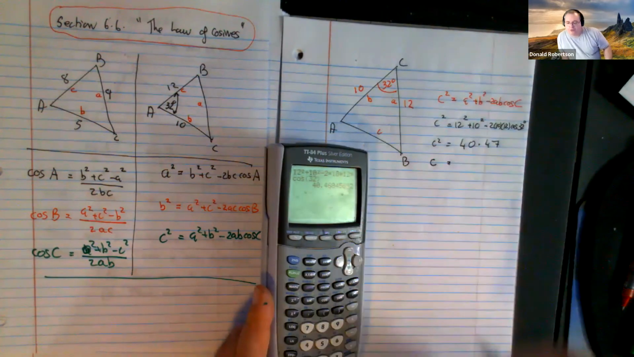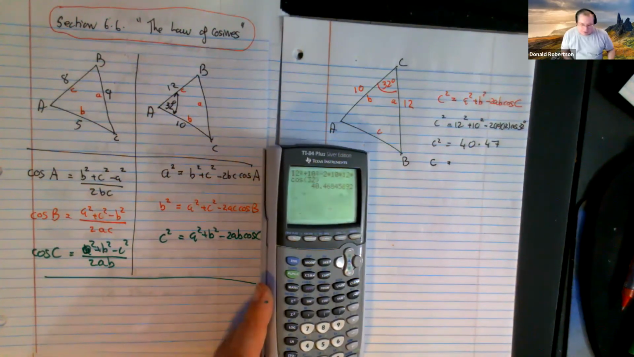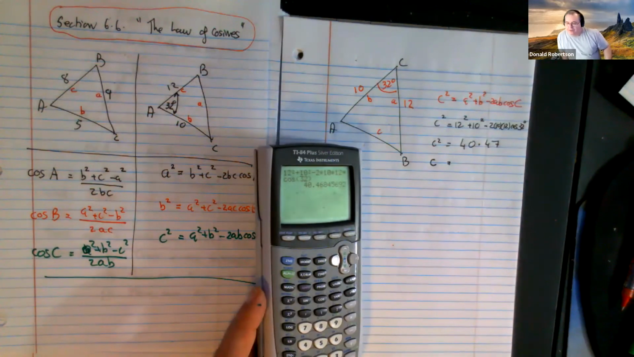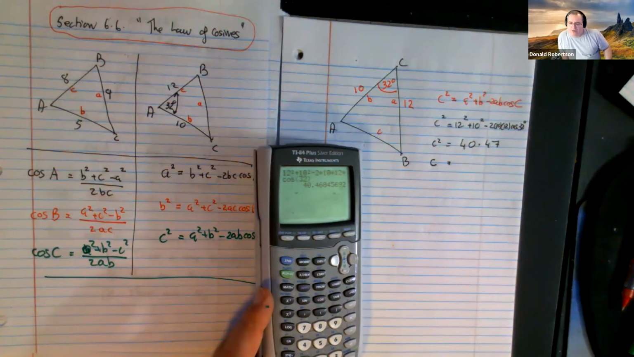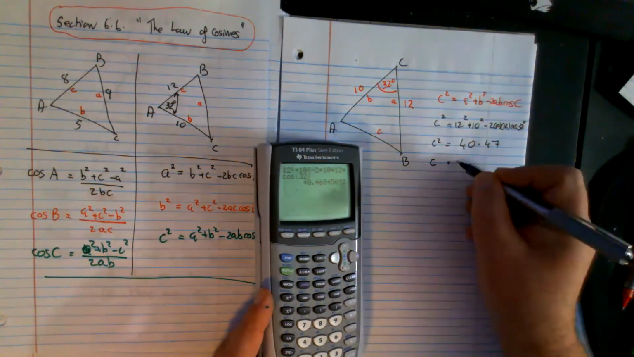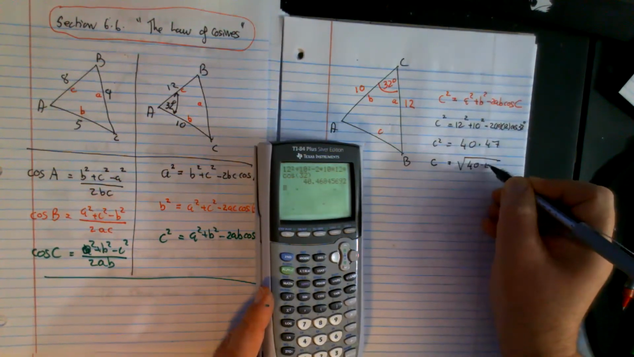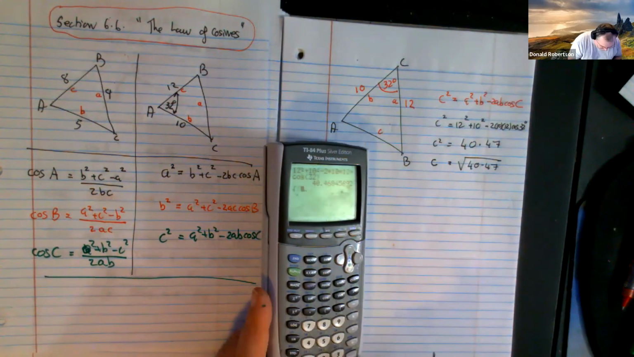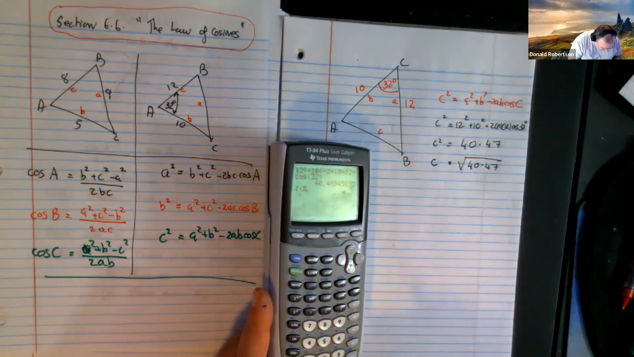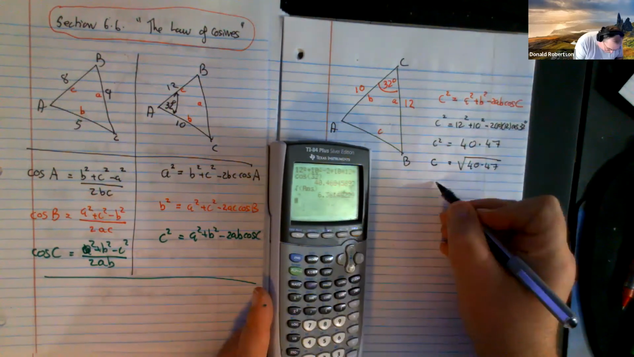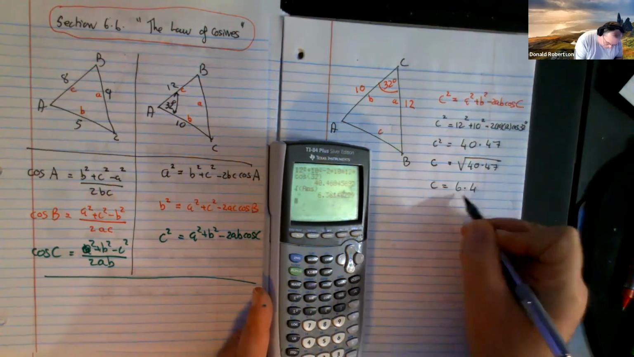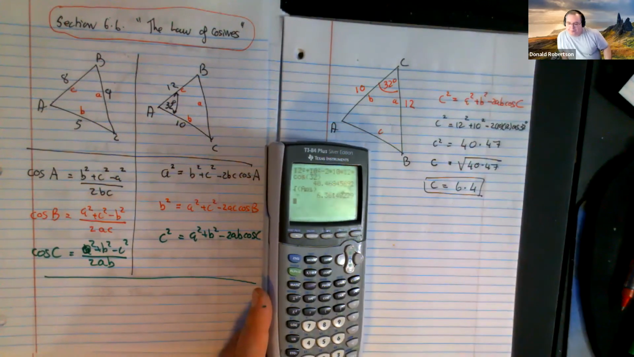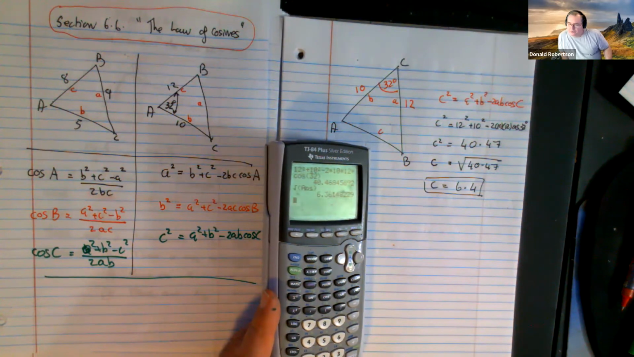But don't you have to do one extra step to find c? So that missing length isn't 40.47, right? It's too big. That would never fit. What will I do to find missing c? Square root it. And since it's a length, I only need to worry about the positive one. I can actually just get the calculator to type it all by saying square root of answer. And that ends up being 6.4 to 1 decimal place. Are you comfortable with that?